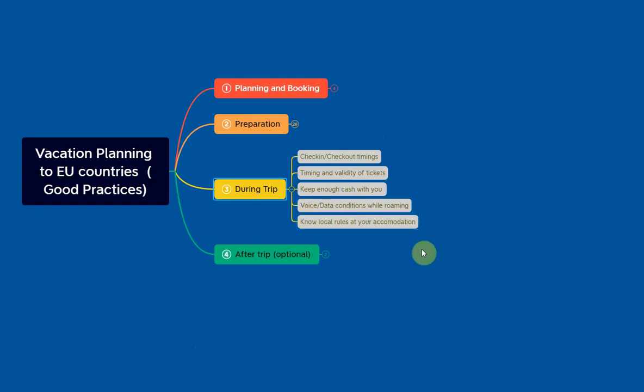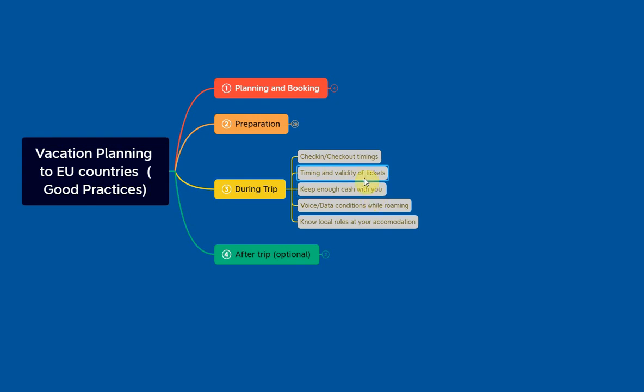The third phase is the duration of the trip. As you can see, it is relatively shorter compared to the preparation, because if you're well prepared, then most of the items are already covered. Duration of the trip: be very careful about the check-in and check-out timings at your accommodation. There's no standard timing, so depending on the type of booking that you have done, through an online website or direct booking, you need to confirm your check-in and check-out timings clearly before you arrive.